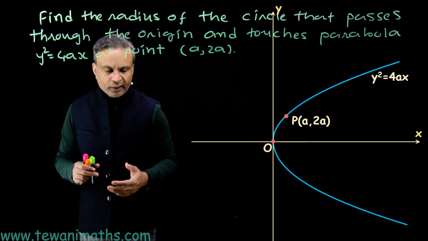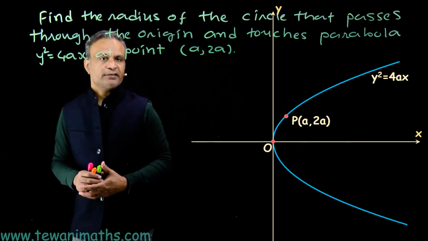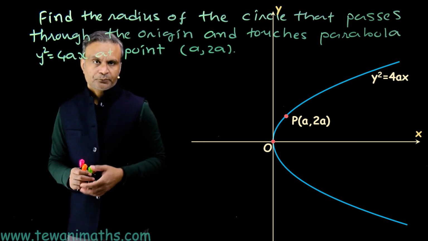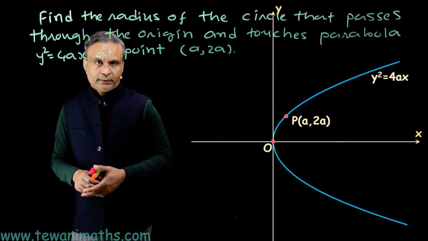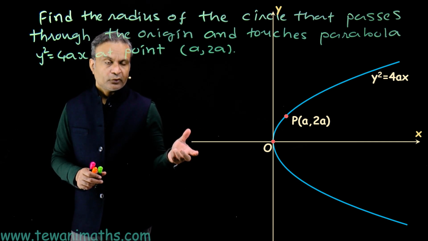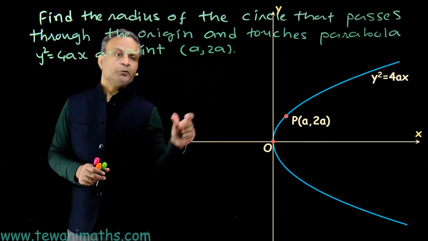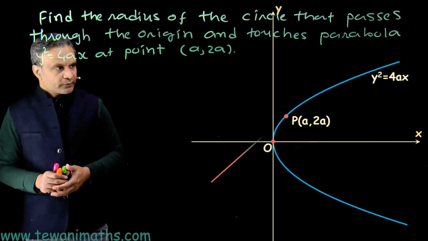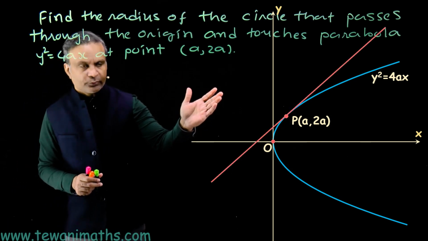Now, how can we make use of this fact that circle touches parabola at point P? If circle touches parabola at point P, then it will also touch tangent to parabola at point P. Okay, so what do we do? We draw tangent line to parabola at point P.